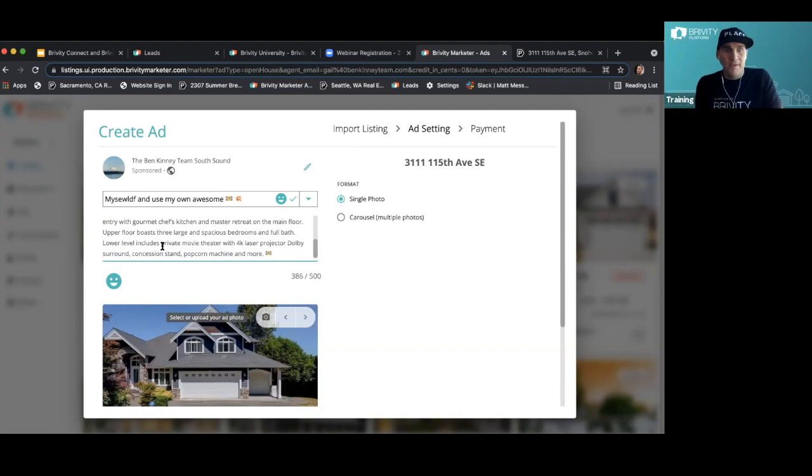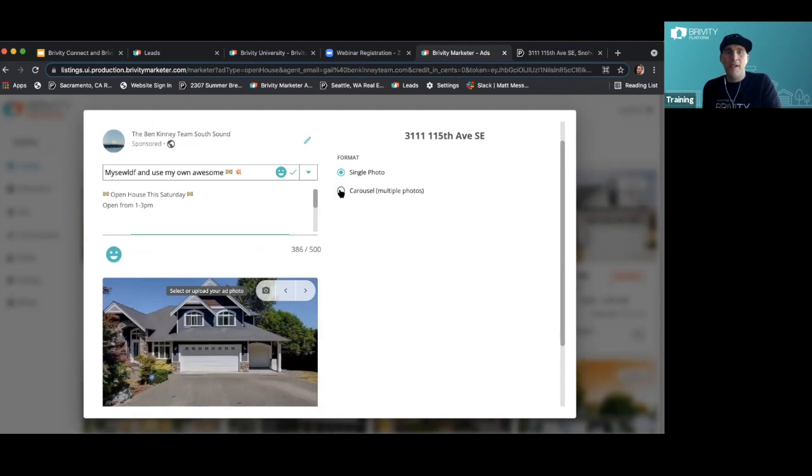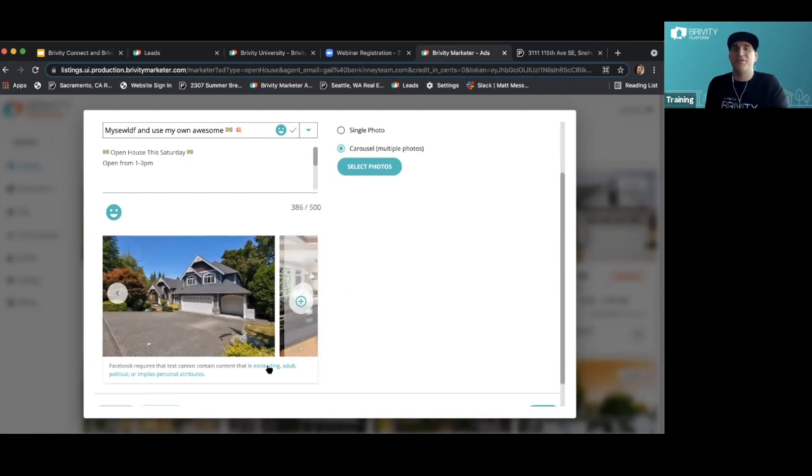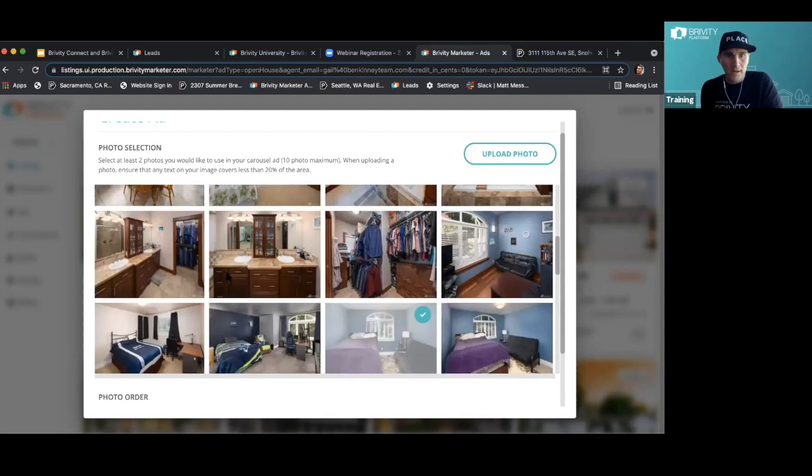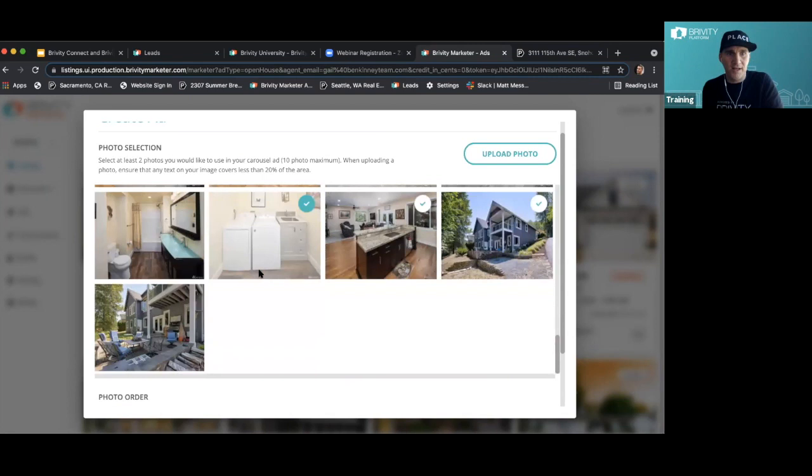And then you can come down here and decide to make this a single photo or a carousel ad. So if I do a carousel ad, right? And by the way, I would always suggest you do carousel ads. I come in here, I say select photo, and I'm like, all right, on this carousel ad, I definitely want to show this photo, this photo, this photo. I just pick up to 10 photos that I want to show in this carousel ad. And then I can come down here and put them in order. So I'm like, yep, that's the one I want to see first.